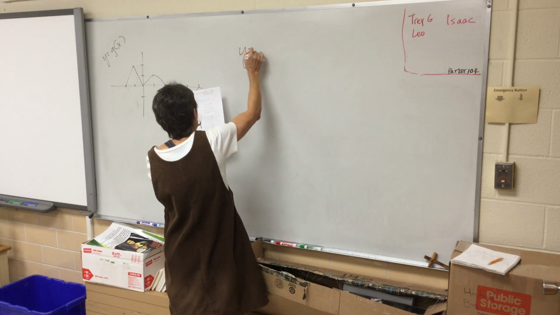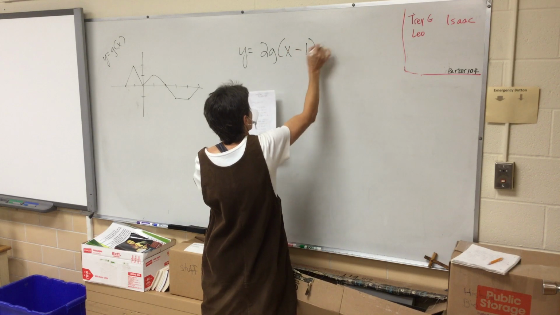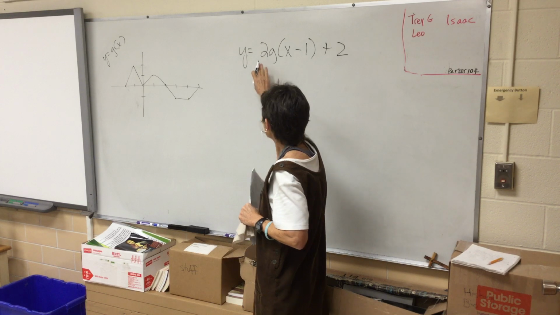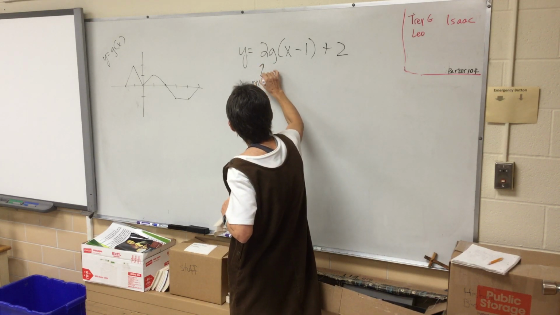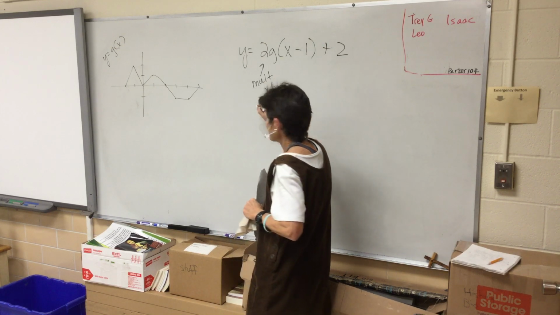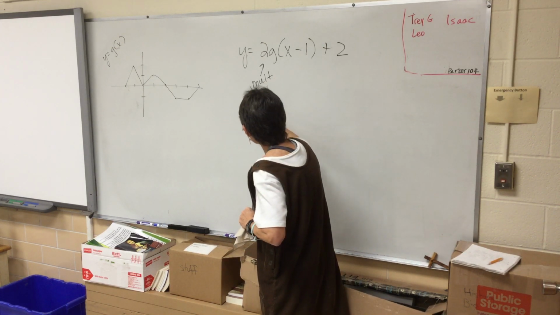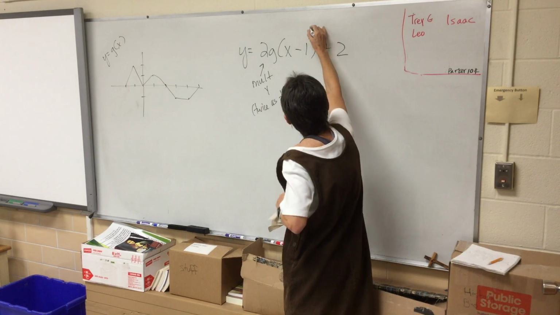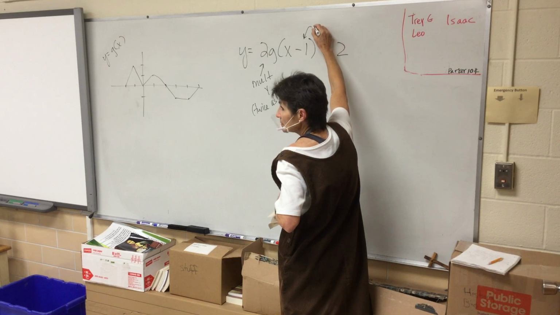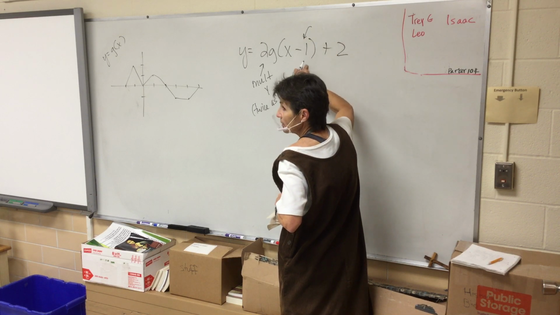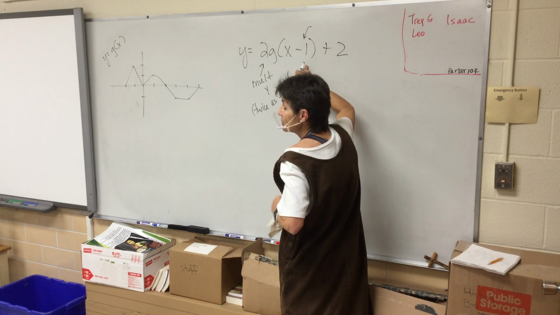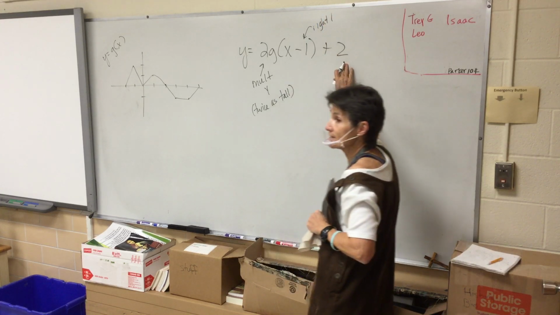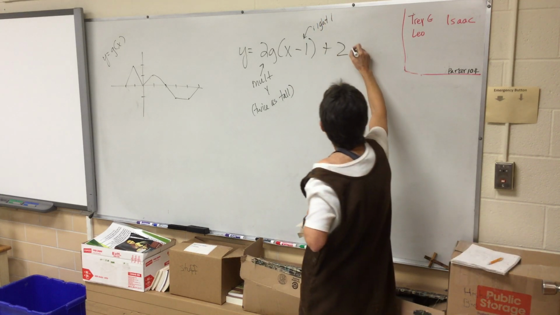All right, so we have lots going on. Okay, what does this two out here do? This one multiplies the y. Very good. This multiplies the y. Makes it twice as tall. Right? I'll put that in parentheses. Twice as tall. Multiplies the y. What does this do? What's this x minus 1 do? Moves it 1 to the right. Very good. And what does this plus 2 on the end do? Up 2.